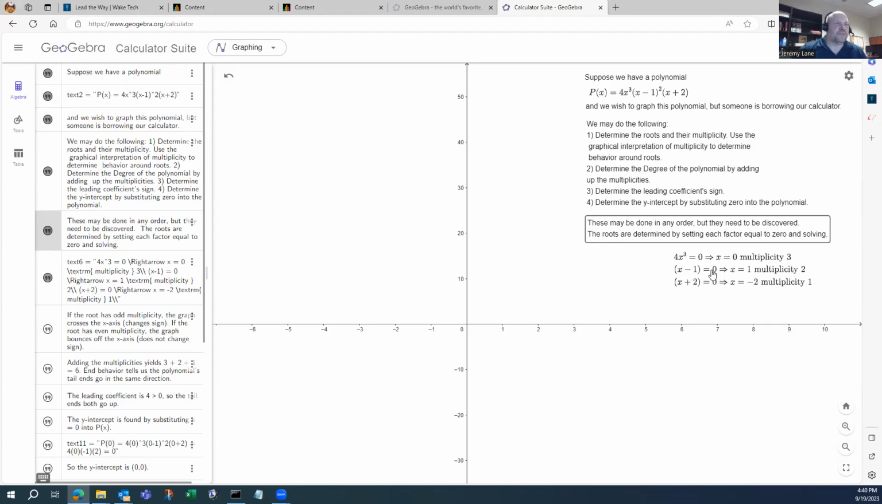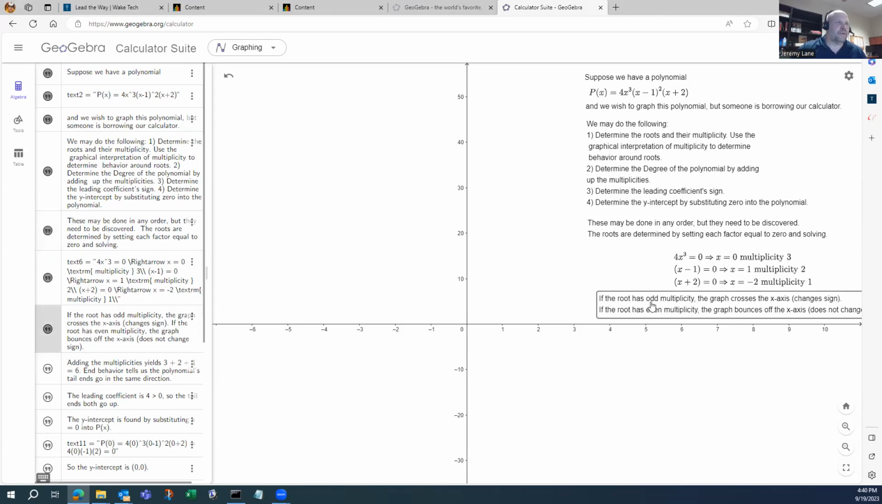x minus 1 equals 0 gives x equals 1. This has a multiplicity of 2 because that's the power on that factor. And then x plus 2 equals 0 gives the solution x equals negative 2. And this has a multiplicity of 1 because, again, that's the power on that particular factor. So now we have the multiplicity of the roots along with the roots themselves.